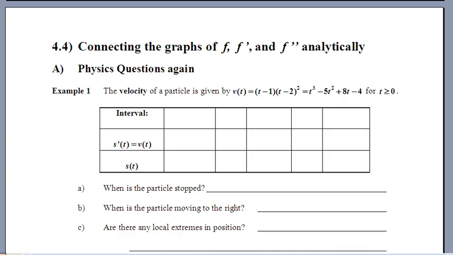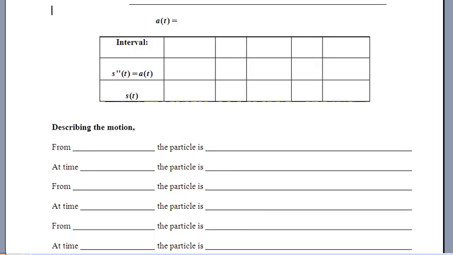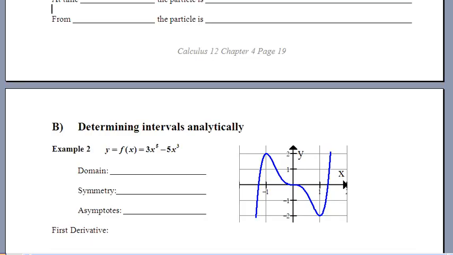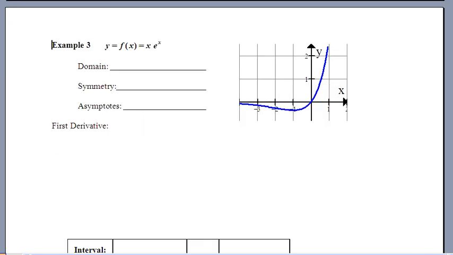We're going to do a physics story and look at how you can do the first and second derivative with some tables like we've been using. And then we're going to do 4 curve sketching graphs where you'll have the little courtesy graph there, but we'll talk about what you could do if you didn't have that. We're going to look at a polynomial. That'll be our first one.